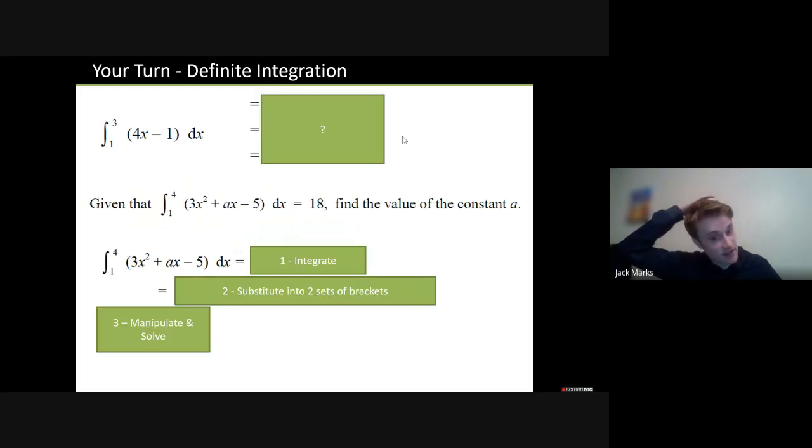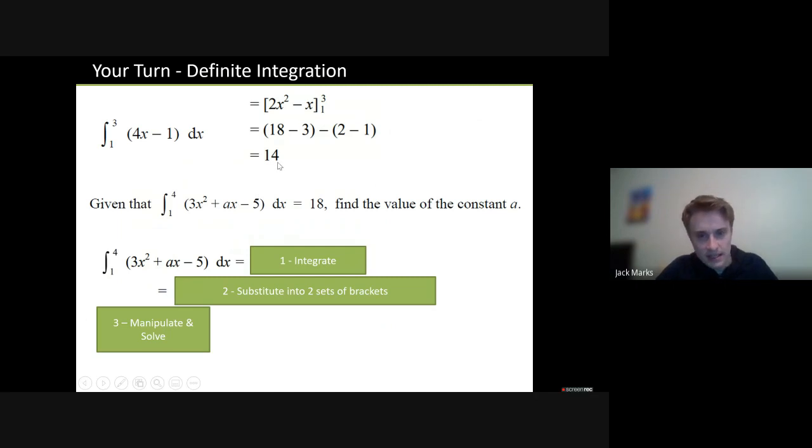Okay, pause the video and have a go at the 2 questions on the board. So the first one is like the first one that we did together. Don't forget to check your answer on the ClassWiz calculator as well. Then for the second one, it's like the one that we just did with P as a constant, but here your constant is A, and use the hints. So pause the video and have a go at both of those questions, please. Okay, so I'm going to assume that you have done that one now.